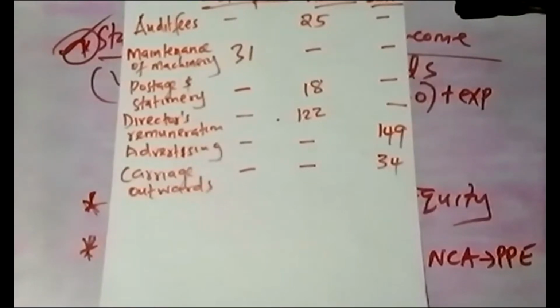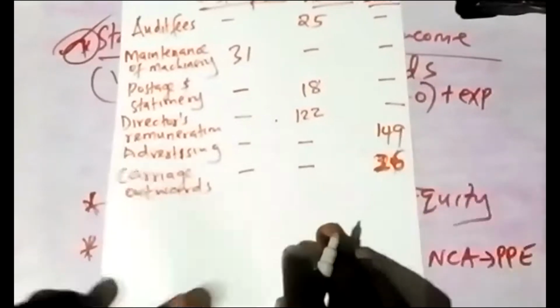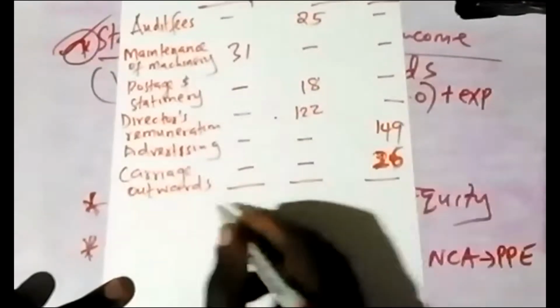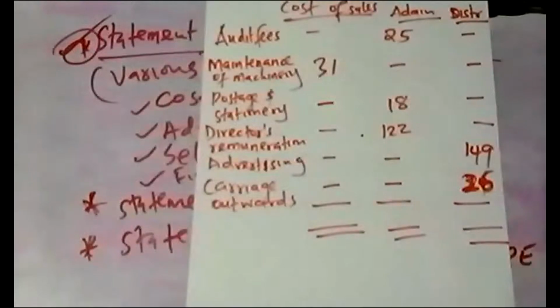So that is what I have done. So this is 26, not the 34. Sorry for that. So the 26, so that you can be able to add, so that we can be able to get the total. Have you been writing somewhere?